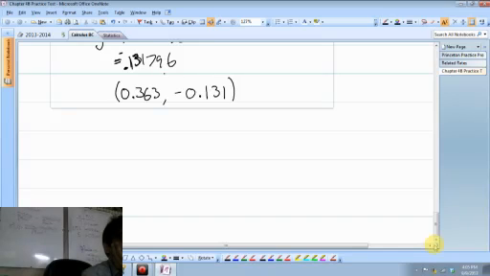I'm only going to look at the first 3 digits. You can write whatever you want. I'm only going to look at the first 3 digits.